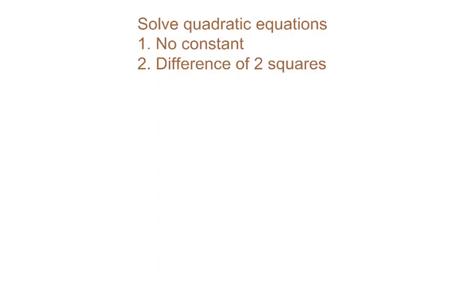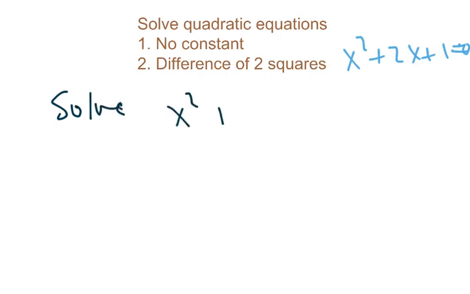Now, quadratic equations don't always come just like this, you know, x squared plus 2x plus 1 is equal to 0. They don't always look like that. Sometimes a quadratic equation will have no constant. It won't have this 1, for example. So it might be like this. Solve the quadratic equation x squared plus 2x is equal to 0.